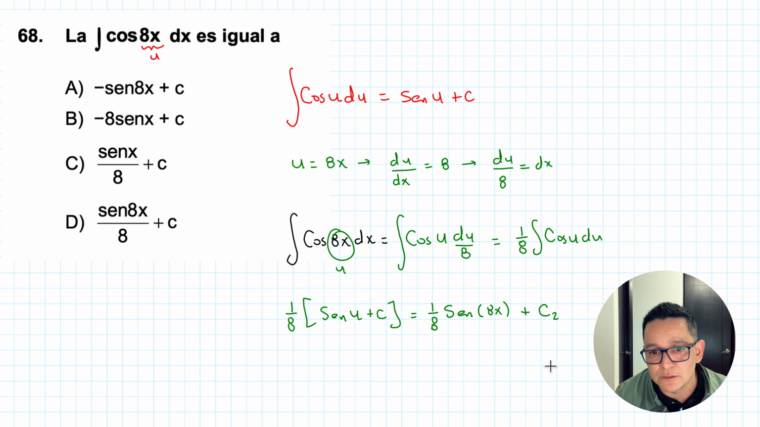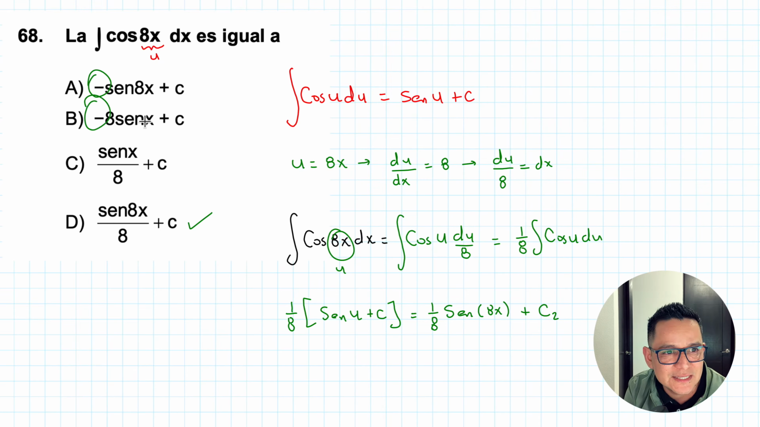I'll call it c2, so the answer is 1/8 sine 8x plus a constant. c2 can also be c3 or anything you prefer. So that's the solution? So this is the correct answer, right? Let's see. It's 1/8 sine of 8x over 8 plus c.